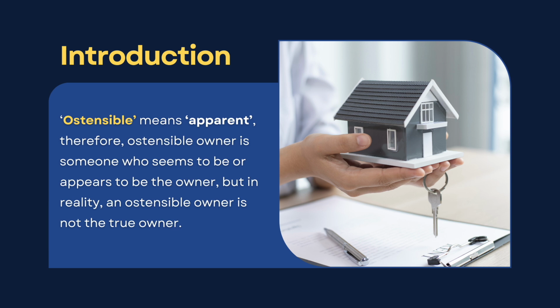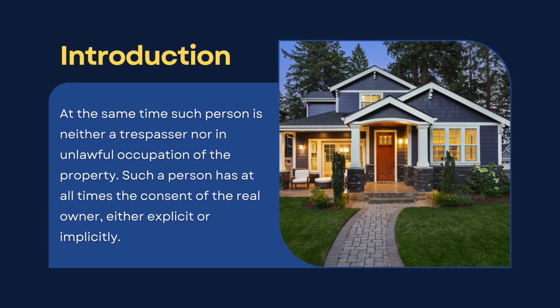The term ostensible means apparent. Therefore, an ostensible owner is someone who seems to be or appears to be the owner, but in reality is not the true owner. At the same time, such a person is neither a trespasser nor in unlawful occupation of the property. Such a person has at all times the consent of the real owner, whether such consent is explicit or implicit.